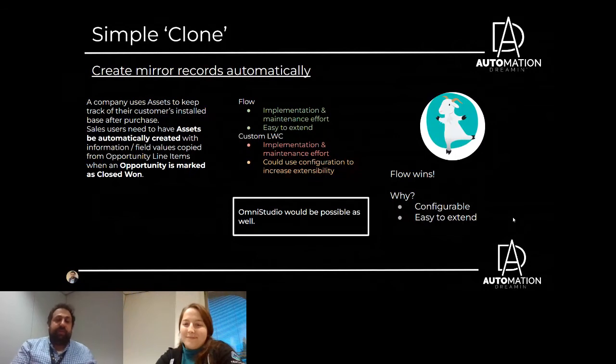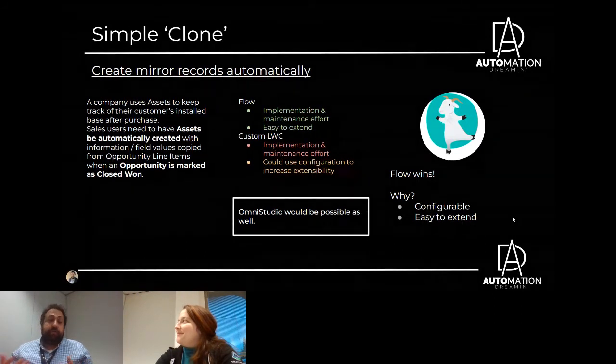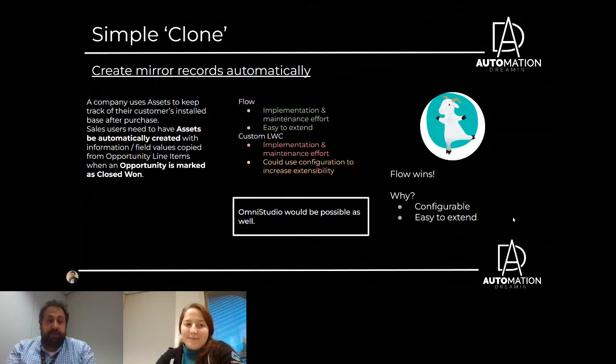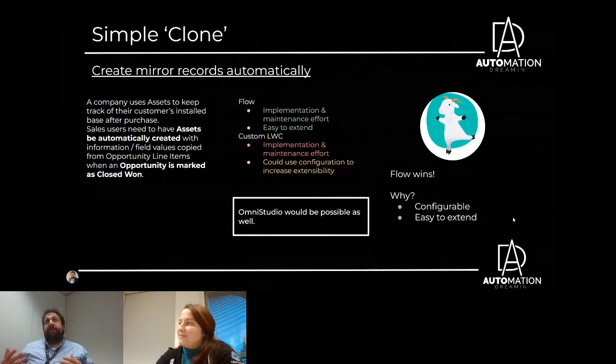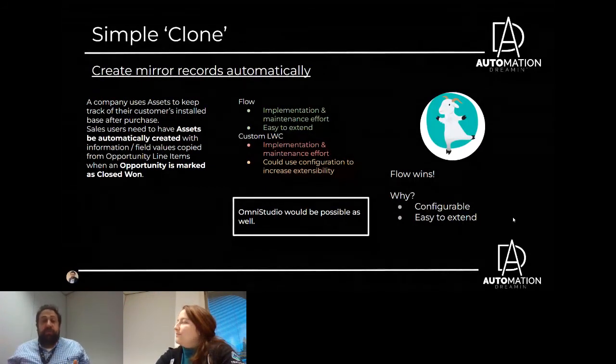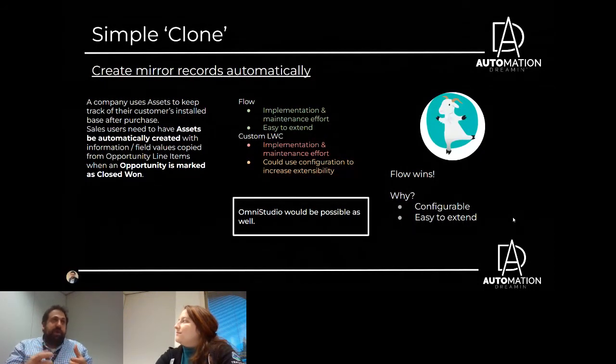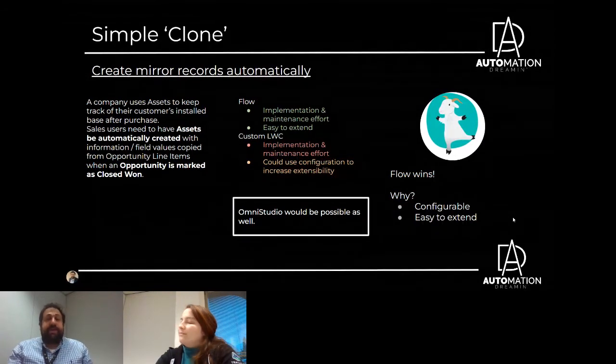The information is already available on the opportunity line items. So to take this information and clone it onto assets should be very easy with Flow. It's also easy to extend. What I mean by that is, if tomorrow I get some new fields on opportunity line items, which I also want to copy on the asset, it's very easy to just re-query those new fields and copy them to the newly created asset.